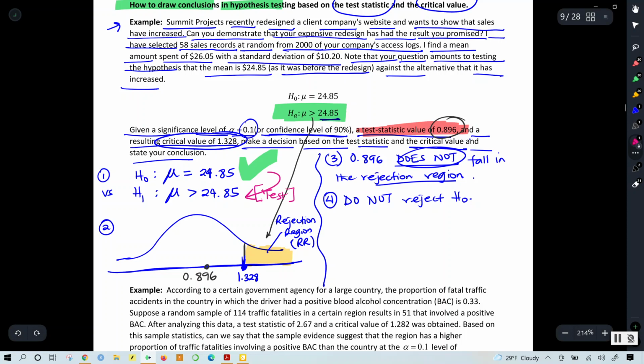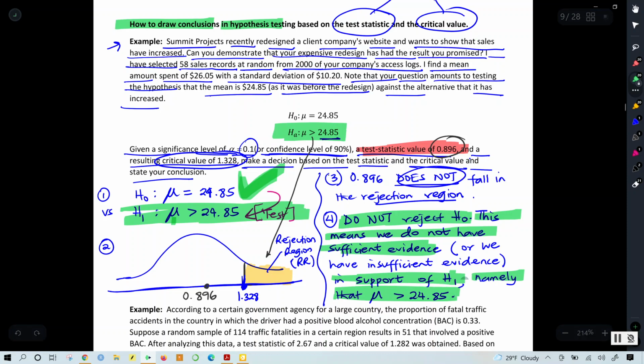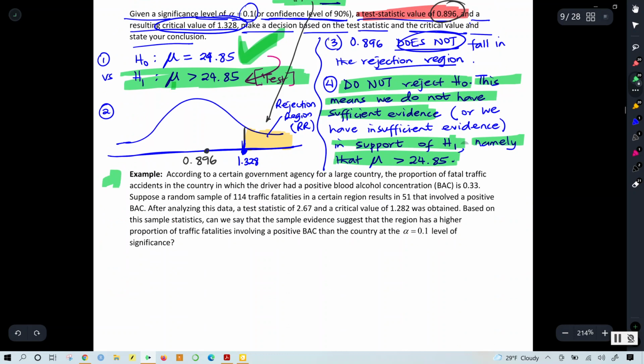So we draw a conclusion then. What it means that we do not reject the null hypothesis is that we don't have enough evidence in the sample data to conclude on the alternative hypothesis. So this means we do not have sufficient evidence in support of the alternative hypothesis, namely that the mean has increased from 24.85. This means the sample data is saying that your redesign has not increased the sales at all. So we proceed with that to the next example.